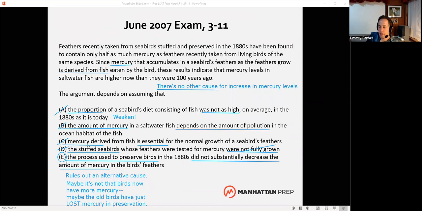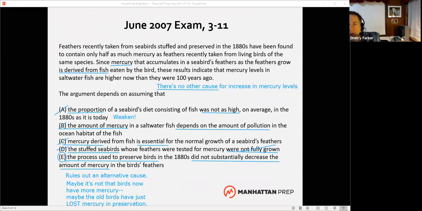Yeah, absolutely. In our books, we'll talk about the negation test, this idea that if you knock out a potential necessary assumption, it should ruin the argument. Right? It makes the argument no longer make sense. So if I say, hey, the birds from the 1880s have less mercury, but preserving them reduced the amount of mercury, then how do we know that it's because of the fish? Why don't we think it's just because of that process? It really ruins the argument.